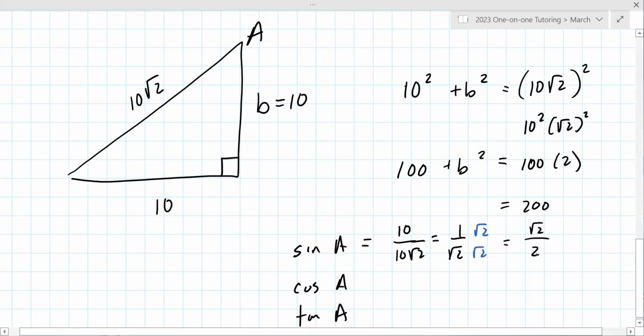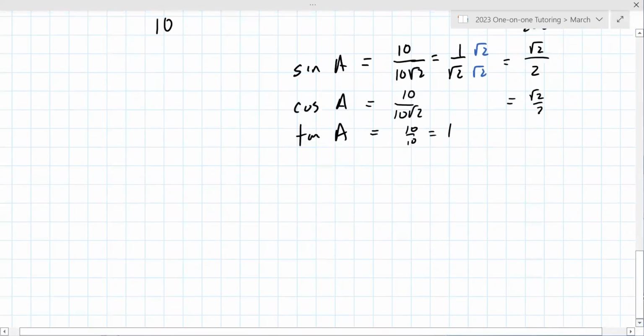Yes. Okay, cosine will be 10 over 10 square root of 2, same thing. And then tangent will just be 1. Tangent is 10 over 10, which is 1. Good.